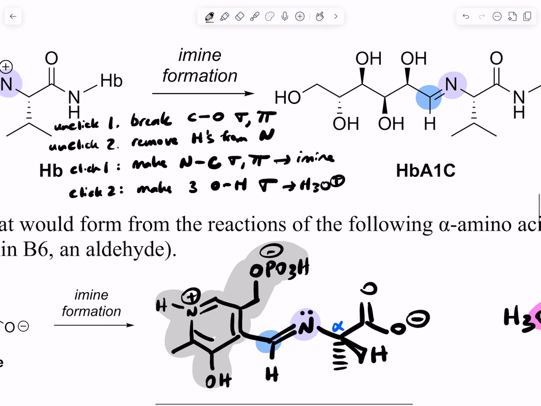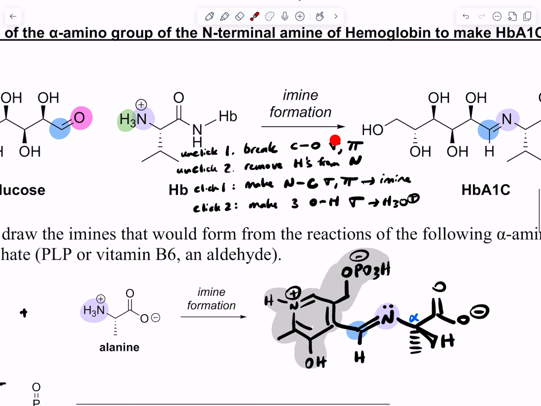All right, yes, you are right. I am so sorry. Let's review the rules for imine formation as correctly stated now. First, unclick the carbon-oxygen sigma and pi bond. Unclick the carbonyl. Second, unclick the nitrogen from its protons, the amino nitrogen from its protons. Then, click 1, make the nitrogen carbon sigma and pi bond. I'm so sorry. And then click 2, make the oxygen hydrogen sigma bonds. I think that's correct.